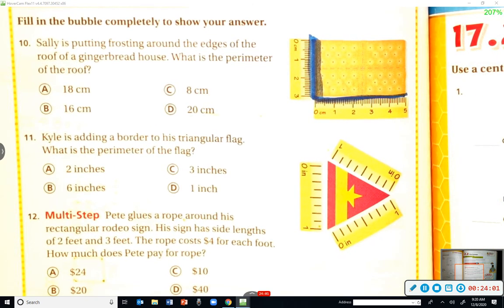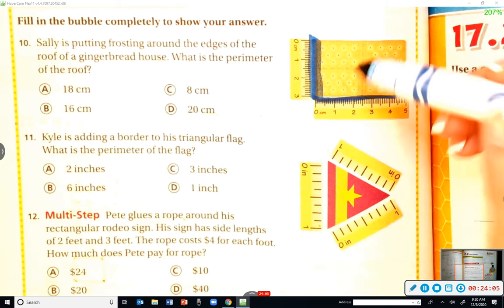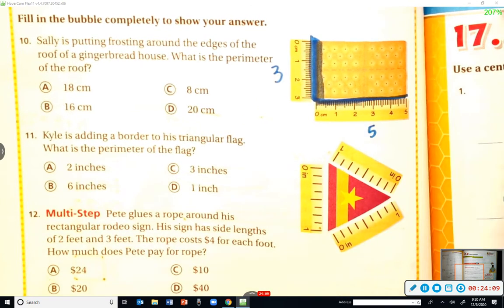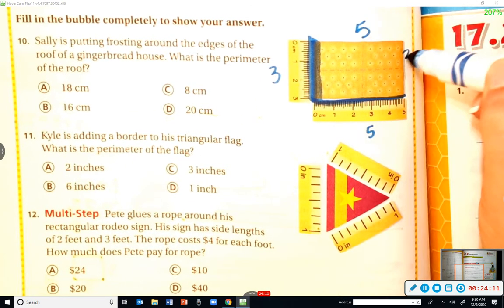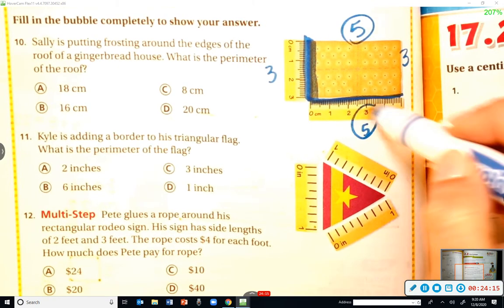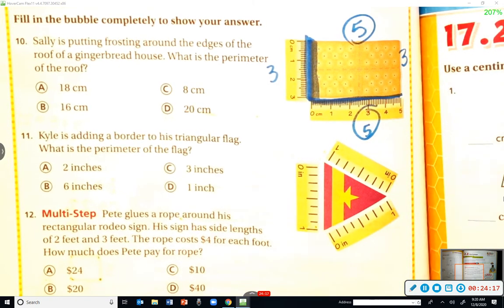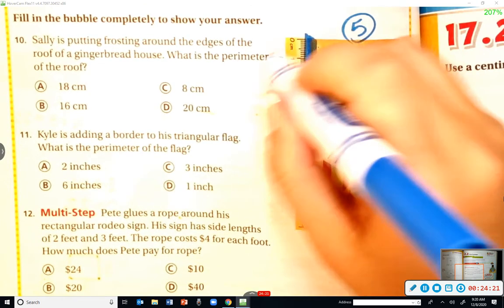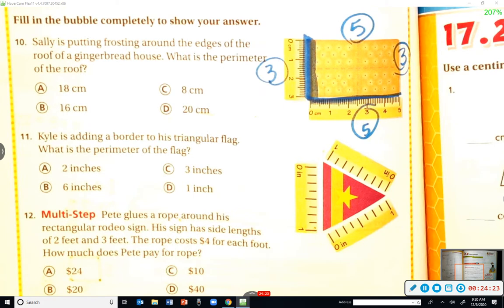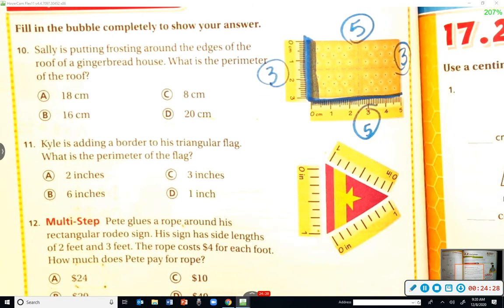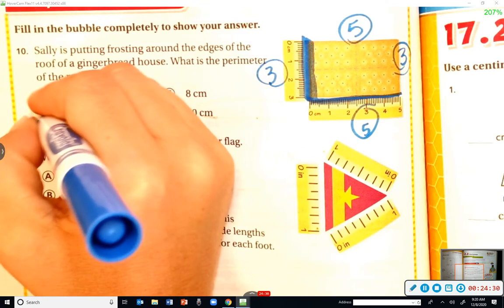No. Perimeter means you do all of the sides. So you don't want to just do 5 and 3. You need to do another 5 and 3, correct? Yes. So 5 plus 5 is what, class? 5 plus 5 is 10. 3 plus 3 is 6. What's 10 plus 6? 16. So B was the correct answer.